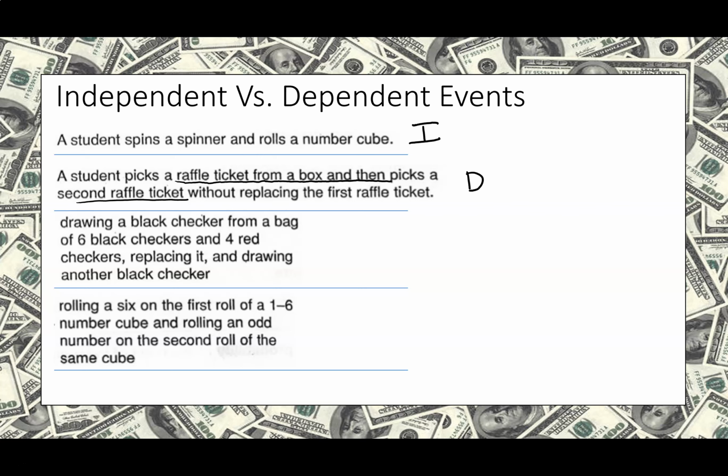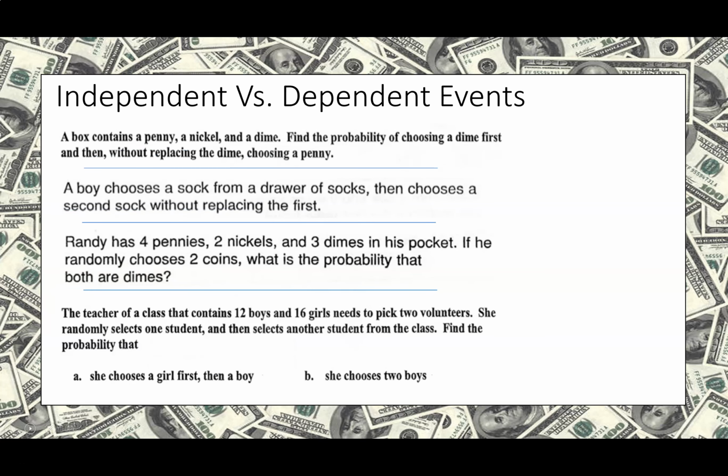Okay, this next one is about pulling out checkers and then replacing it, putting it back in the bag, and then trying to pull out another thing. Because you're replacing it, it's going to be independent. All right, rolling a 6 on the first roll and then rolling an odd number on the second. It does not matter what you roll on the first one. It does not impact at all your second roll, so that's going to be independent as well. All right, next one. Go ahead and pause again and see if you can get this right.